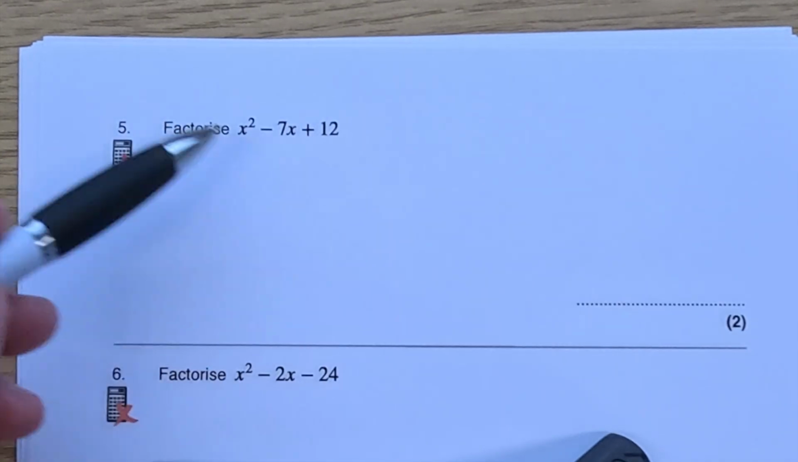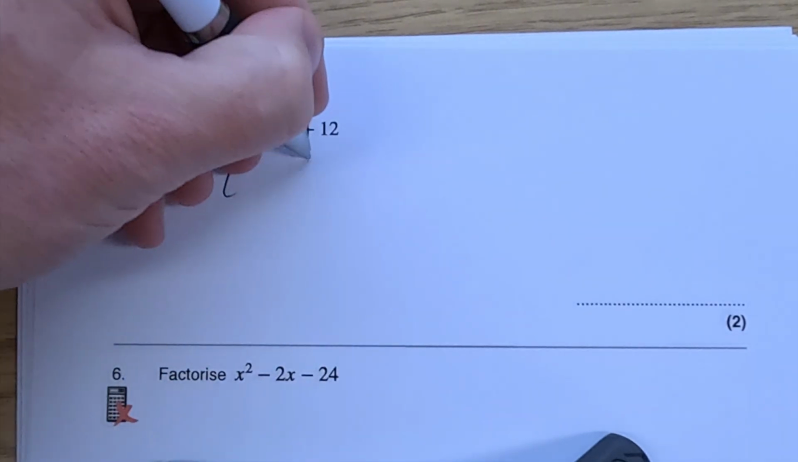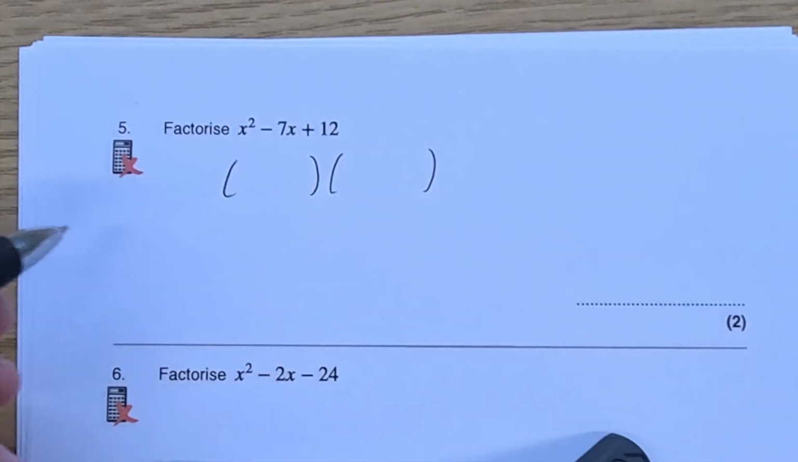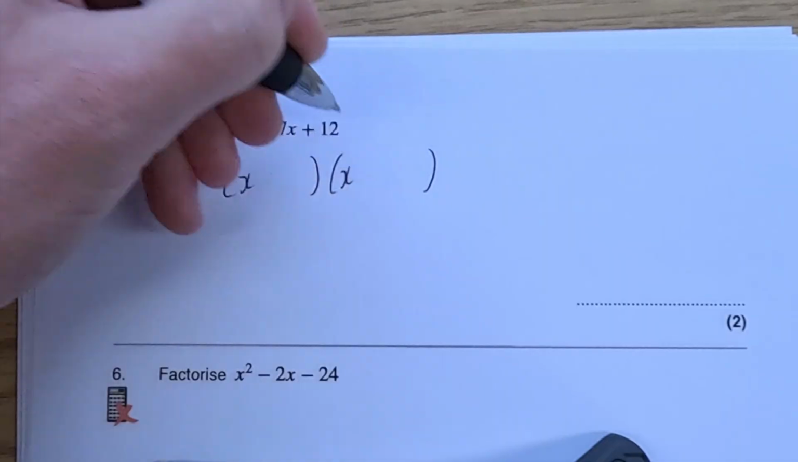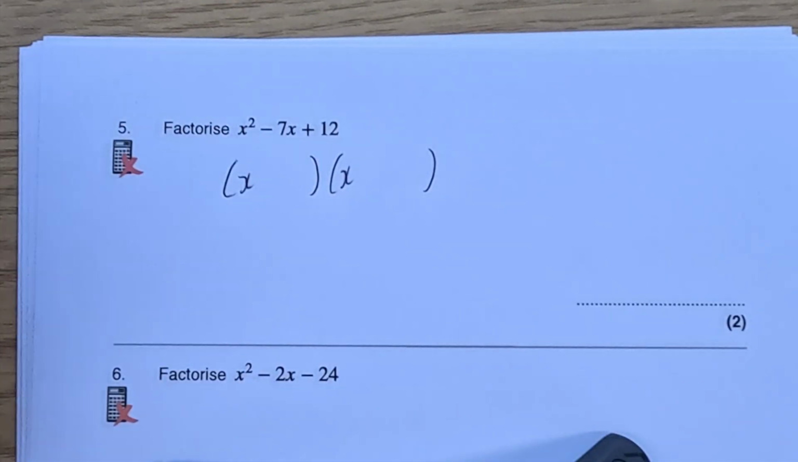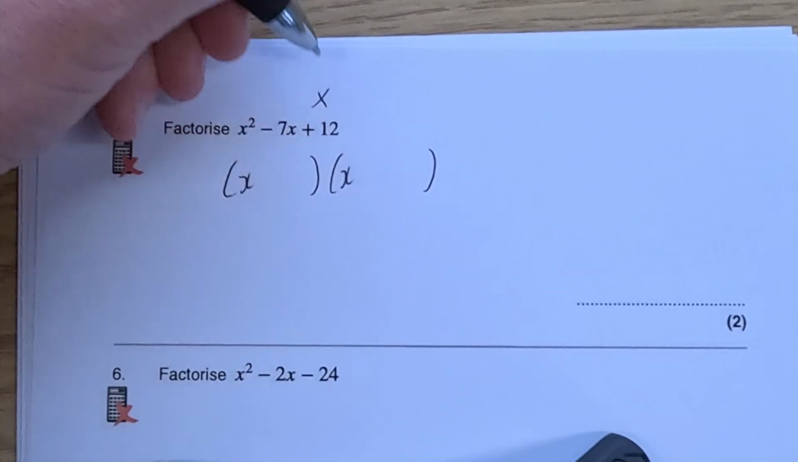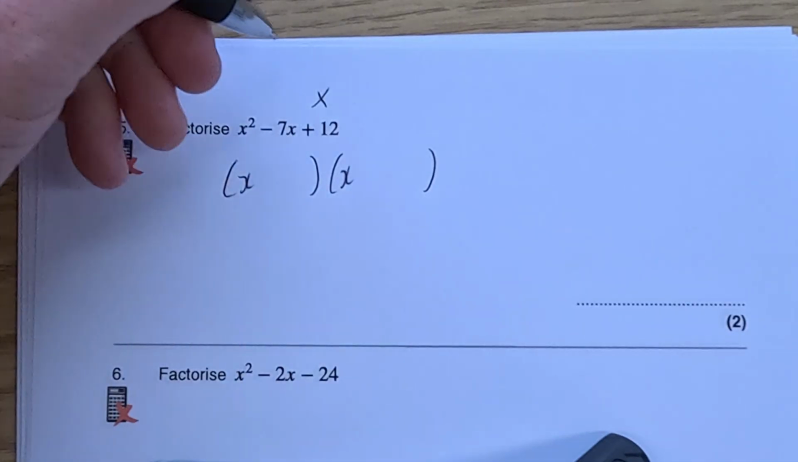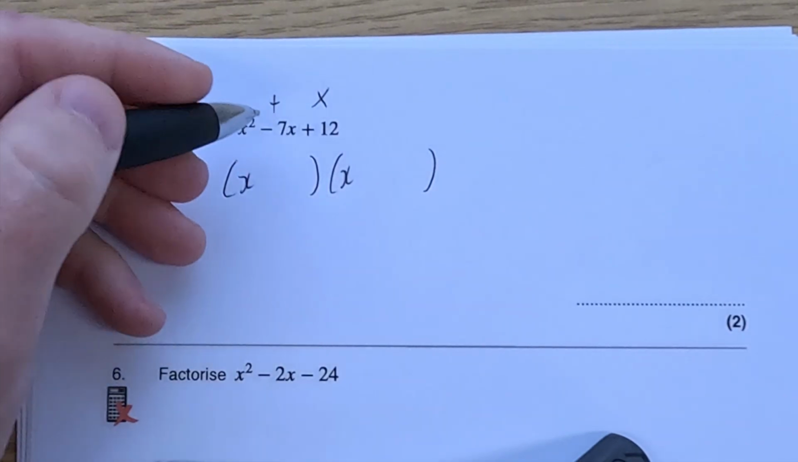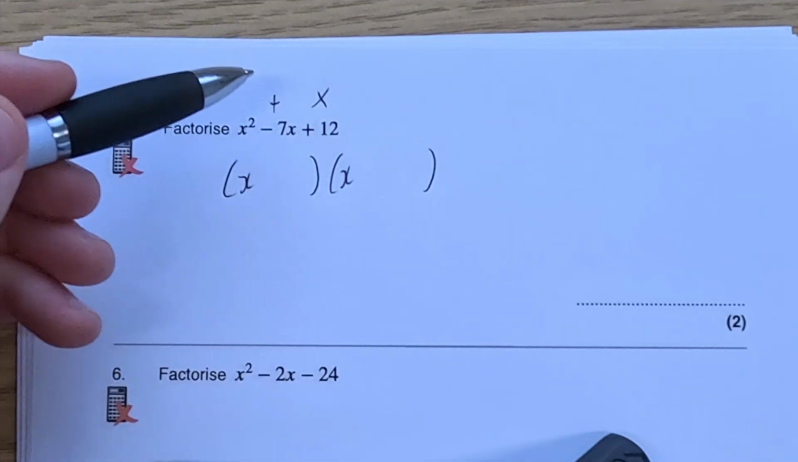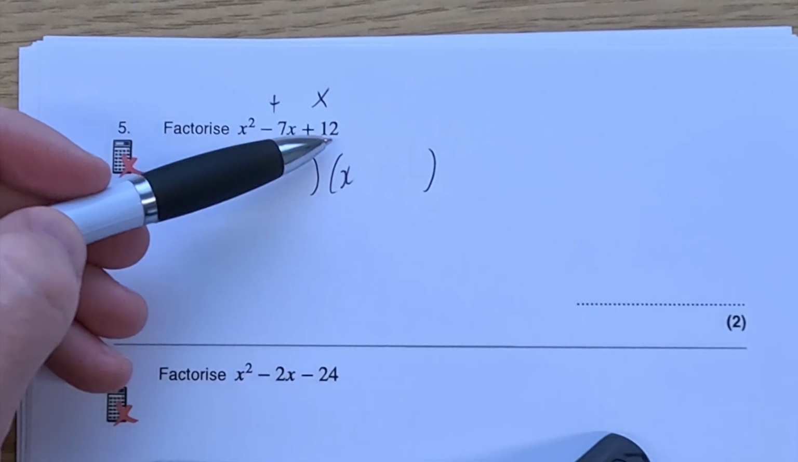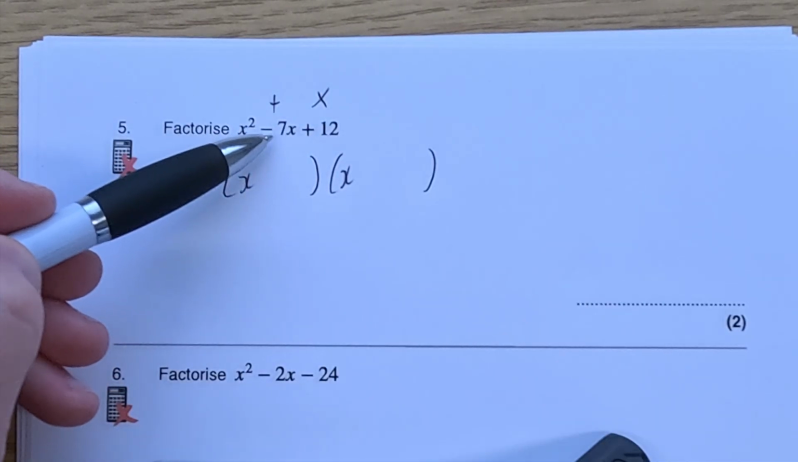Okay, so we've been asked to factorize this quadratic, so we want to put our brackets in, bracket, bracket. We've got x squared at the front, so it's going to be x's at the front of both brackets, because x times x is x squared. Now this time we're looking for two numbers that times together to be 12, so that's straightforward, but they're going to add together to be negative 7. The coefficient of x, the number in front of the x here, is minus 7. So the two numbers will times together to be 12 and they'll add together to be minus 7.